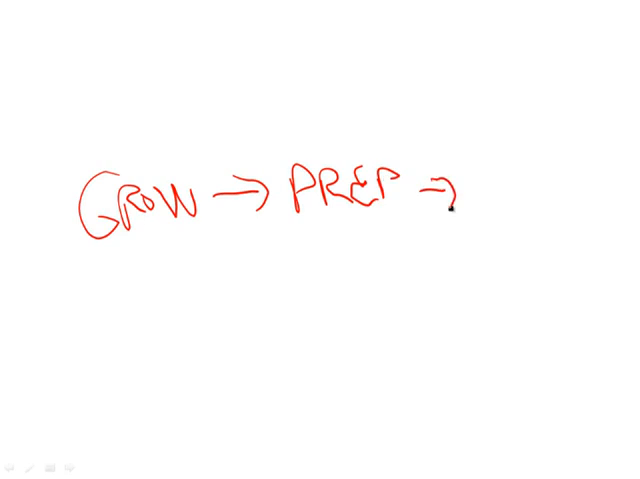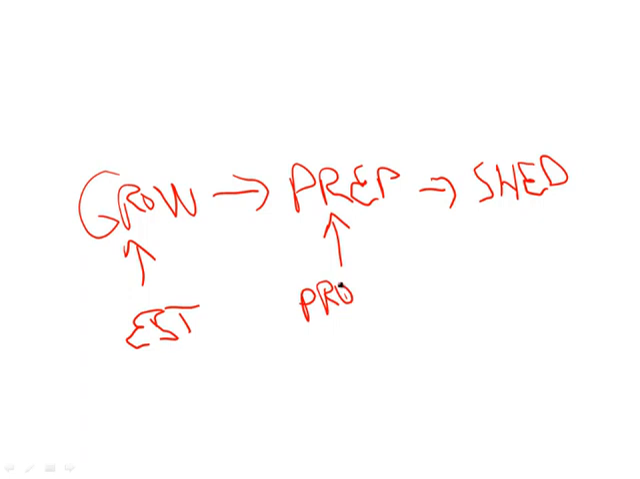So if we wanted to remind ourselves of that, we would just remember that it grows, and then it's prepared, and then it sheds. All right, so remember that there is a proliferative phase during which it grows, and this is driven by estrogen. And then there is a secretory phase in which it is prepared for implantation, and this occurs via progesterone. And then eventually, when there's loss of progesterone support, we get shedding, and that results in menstruation.